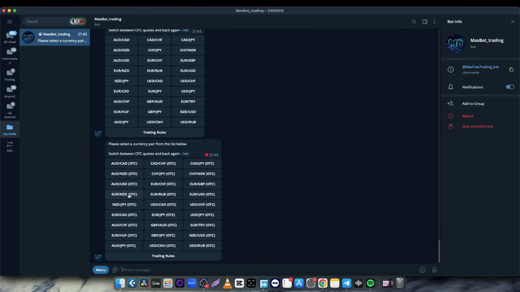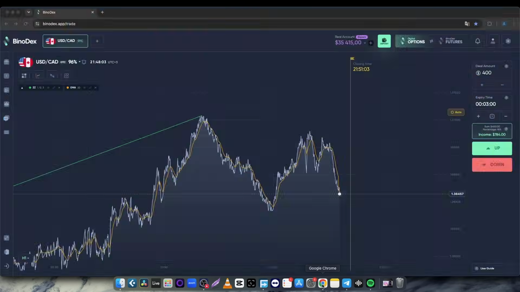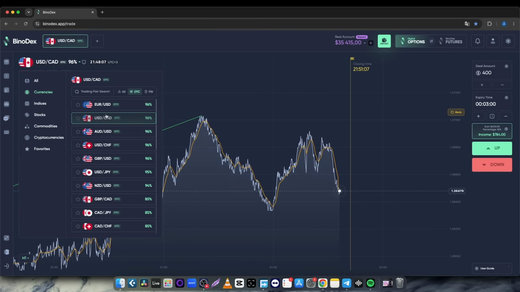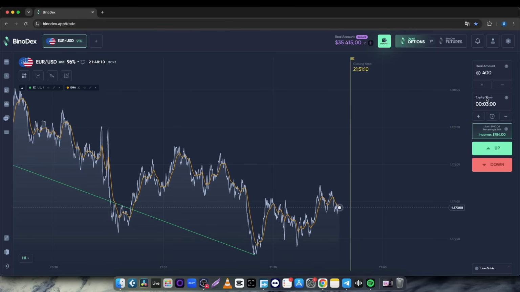In the trading bot interface, I select a currency pair. Let's use the Euro and US dollar OTC. After that, I switch to the Binodex broker and preset this currency pair from the list. The investment amount for the first trade will be $700, and I'll set the expiration time to 1 minute.